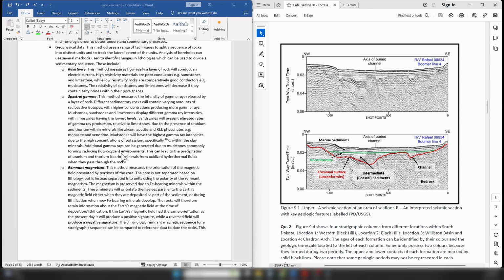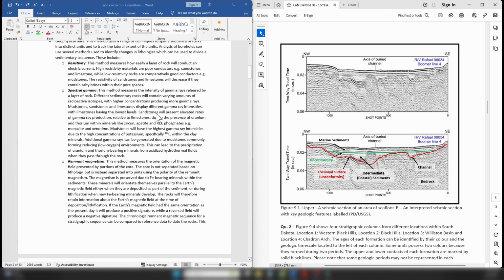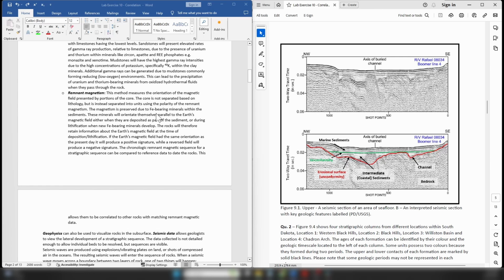So if we were to look at a plot of gamma ray emissions, we would see that limestones would be the lowest, then sandstones would probably be somewhere in the middle, and then mudstones would typically give the highest gamma ray levels. So the final method we can use is remnant magnetism, and this is just like the magnetism we've spoken about when we've been discussing things like divergent plate boundaries. It's all to do with how the iron minerals within the rock orientate themselves as the sediment is either being deposited or is being lithified into a rock. So when that's happening, obviously these iron minerals will align themselves parallel with the Earth's magnetic field at the time.